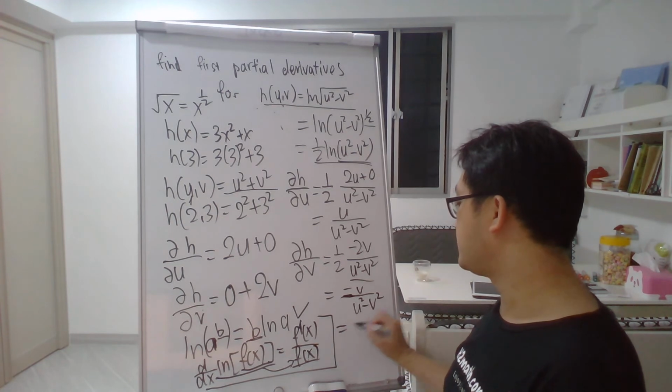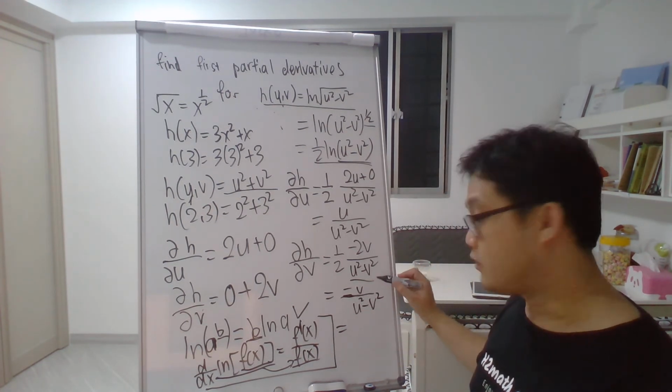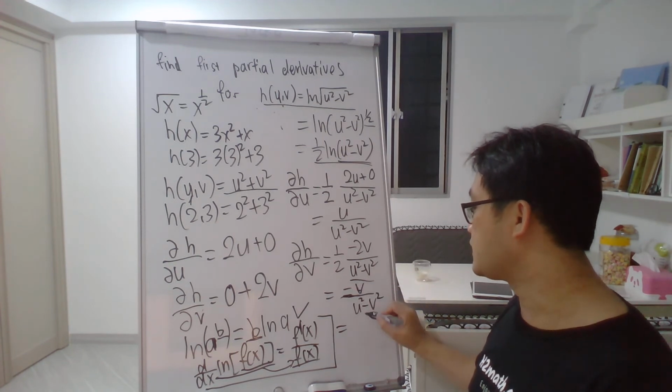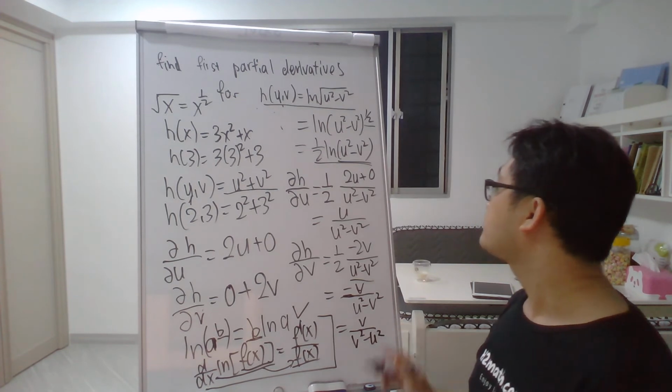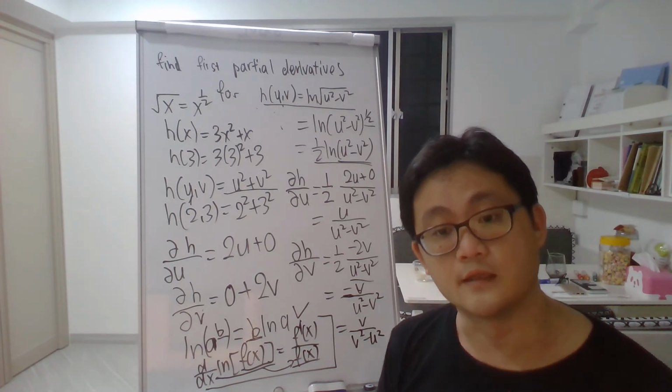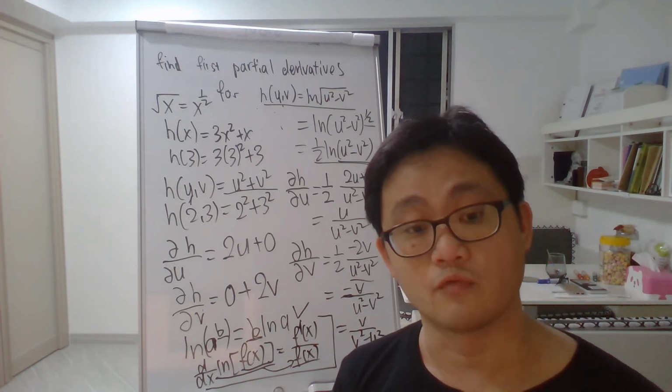I can rewrite it, to make it look nicer, by bringing the minus down, and so I get v over v squared minus u squared. So that is the difference when we take the partial derivative with respect to v and with respect to u.